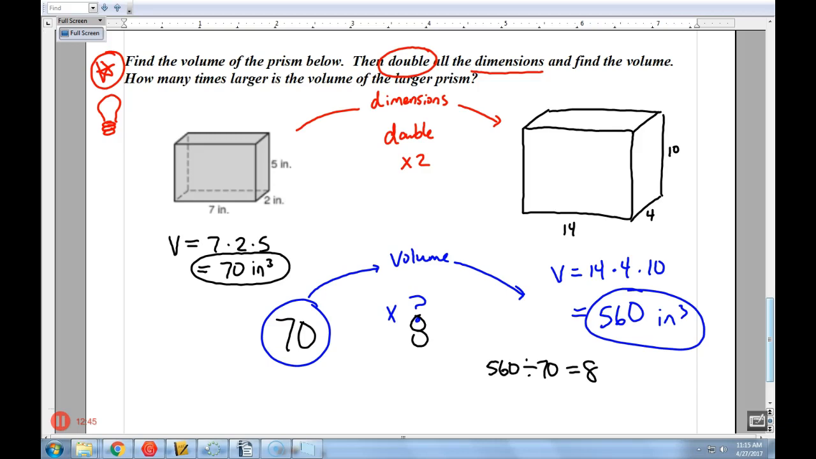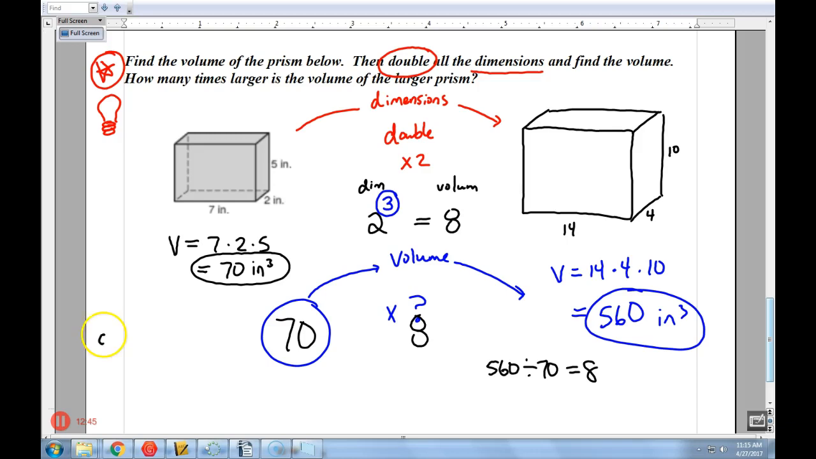Now those two numbers are related. If I double the dimensions and I got 8 times bigger, the only way to make that 2 turn into an 8, and this is the whole key right here, is to the third power. That right there is the big thing you need to understand. Whatever you do to the dimensions, you raise that to the third power to do the volume.